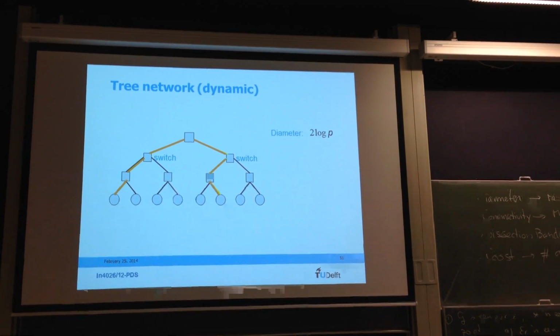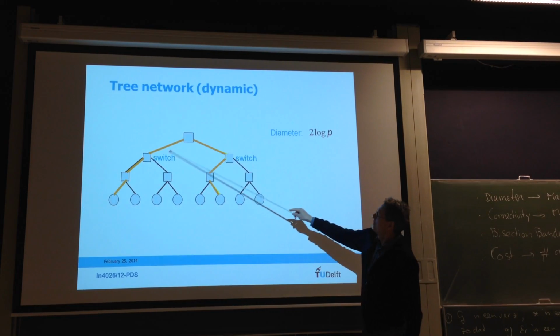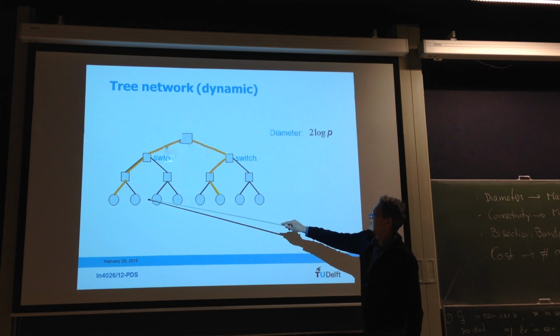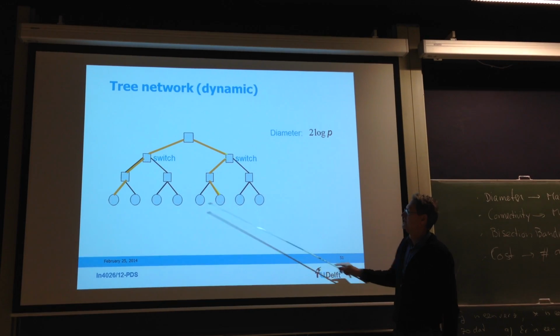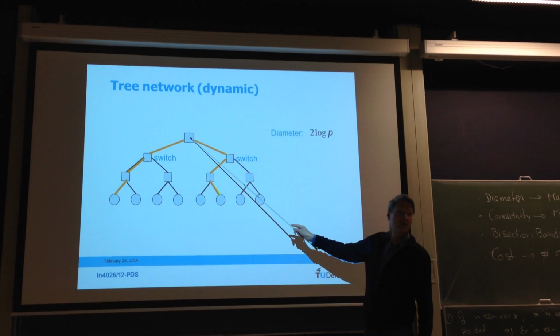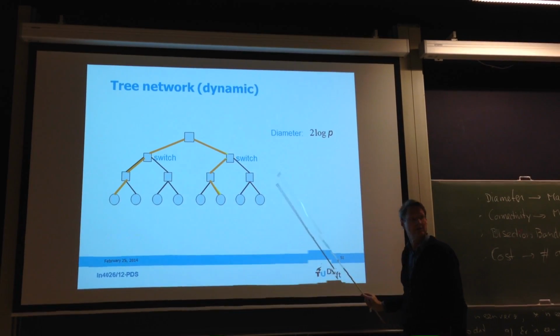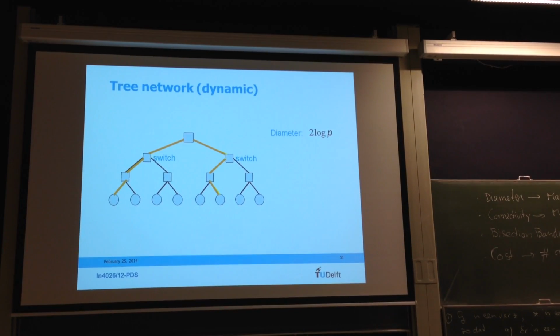Tree network. There, the diameter is also log p. It's actually 2 log p because if you have a tree network, this is a log function. If I want to communicate from this processor to this processor, I have to pass log p switches up and then log p down. So that's to communicate between the two parts of the network. So the diameter is log p.